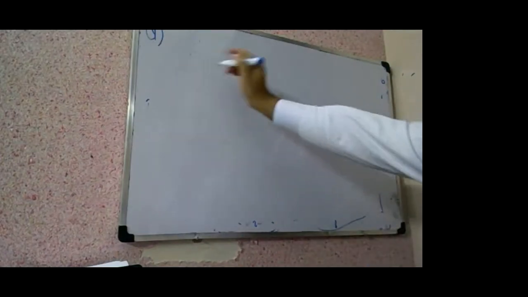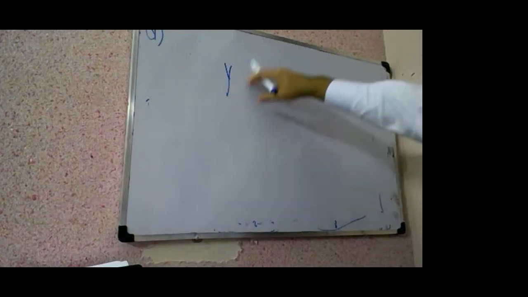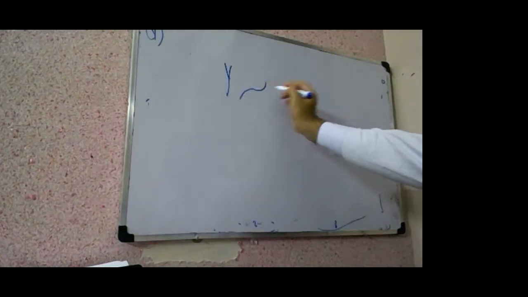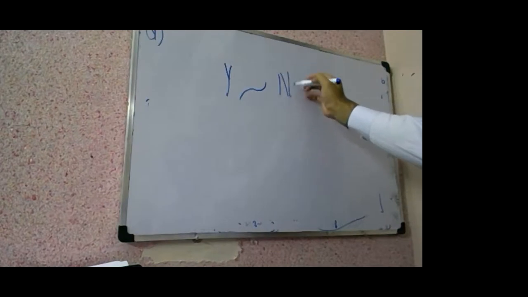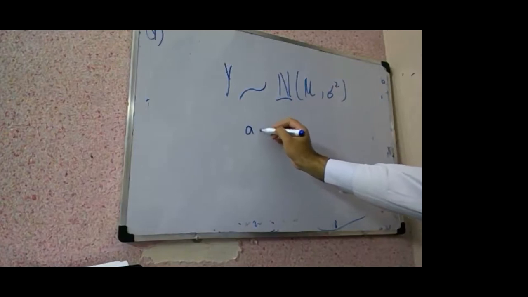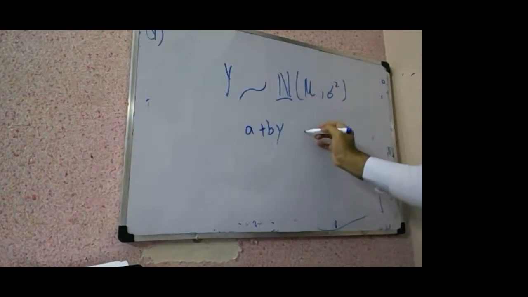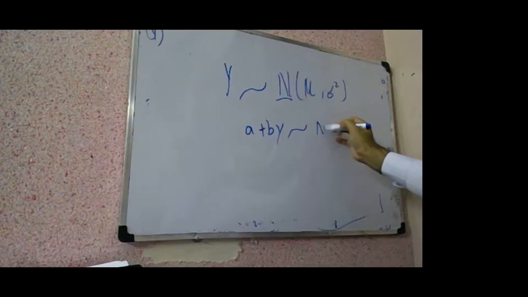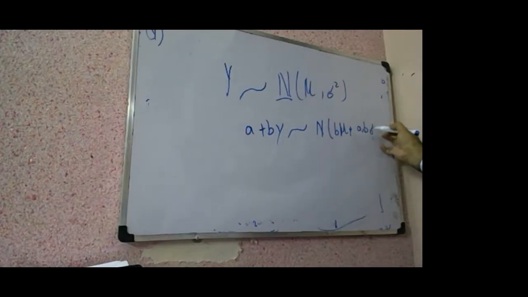Because if y is a normally distributed random variable, it must have a mean. It has a sample size n with the mean mu and sigma square. That we know. So every y is normally distributed with mean mu and variance sigma square. In this case, if we have a distribution like this, it's normally distributed with mean b mu plus a b sigma square.